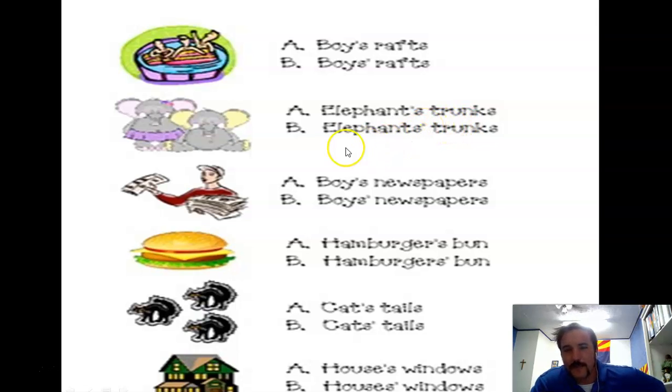I'm going to sit back for just a few minutes and have you guys do the final four, and then we'll go through them. Take a look at each picture. Notice, is it one, singular, or more than one, plural? And then decipher which one is correct.